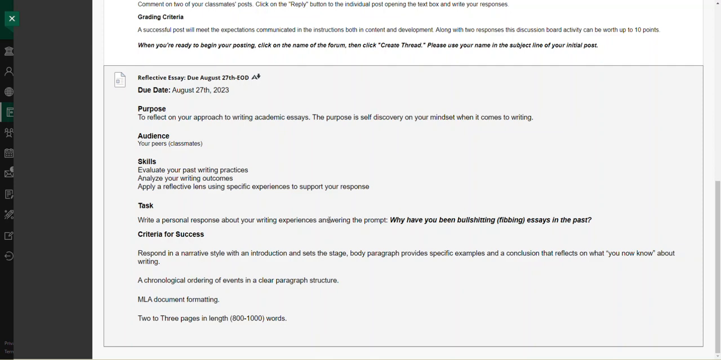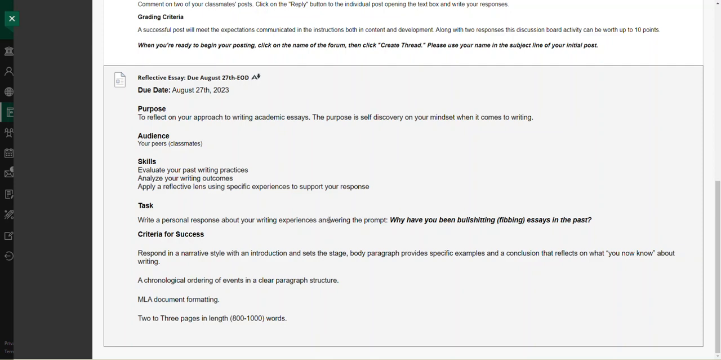The peers are going to be your peers, and your classmates are going to be your audience. So we want you to evaluate your past writing experience practices, analyze your writing outcomes, and apply a reflective lens using specific experiences to support your response. So your task here is to write a personal response about your writing experiences, and while answering the prompt, why have you been bullshitting essays in the past? Now, if you have a problem with the word bullshitting, I substitute fibbing there in parentheses, but this is exactly the prompt. Your essay that is due on Sunday has to answer this prompt.